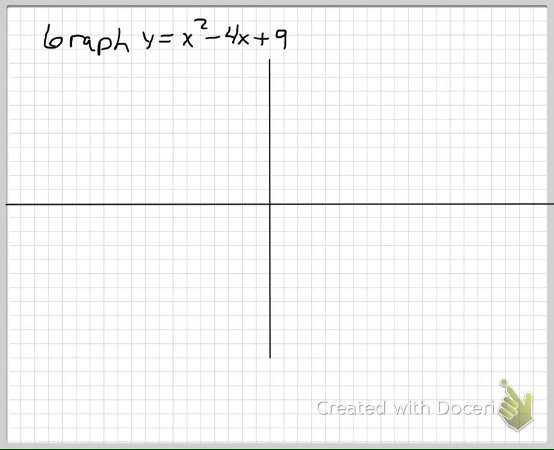So we are going to graph y equals x squared minus 4x plus 9. The first step is finding the vertex. The vertex formula, well, first, we need to know what a, b, and c are. A is the coefficient of the x squared term, which in this case is 1. There's nothing in front of the x squared term, and when you do not have a coefficient, the coefficient is 1.